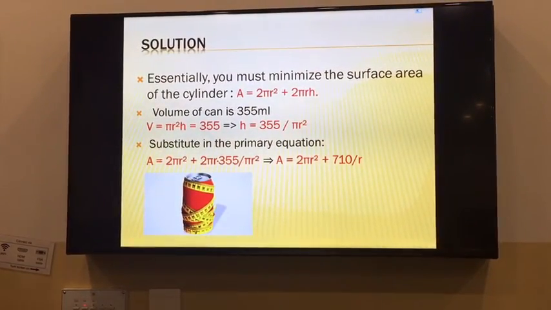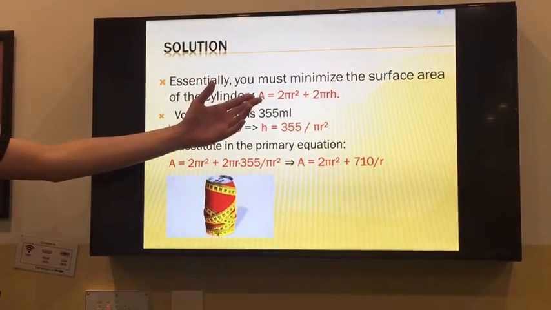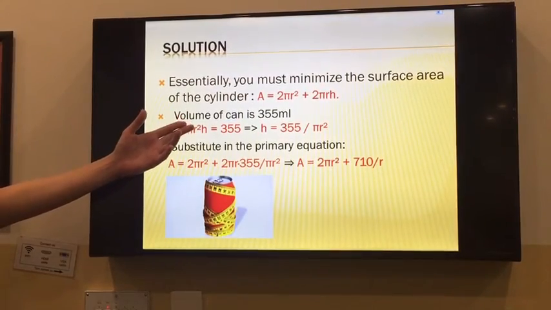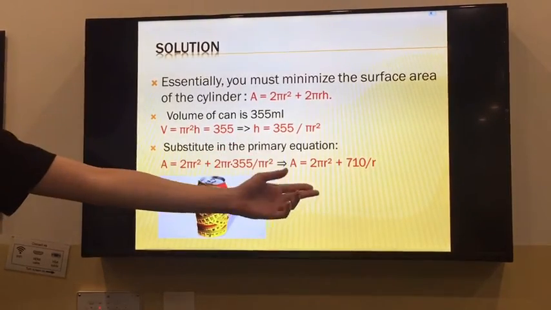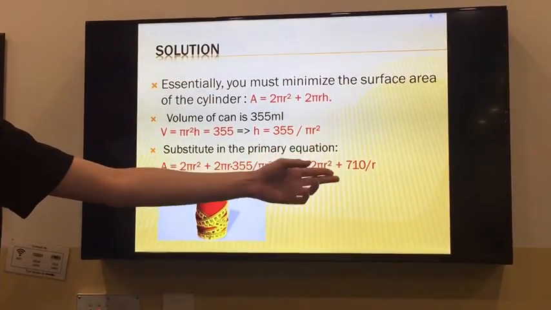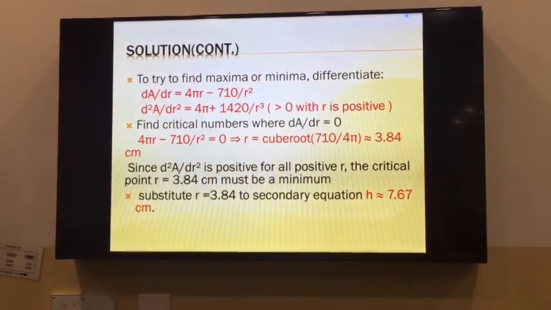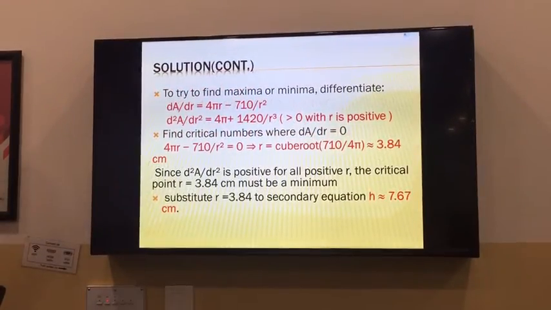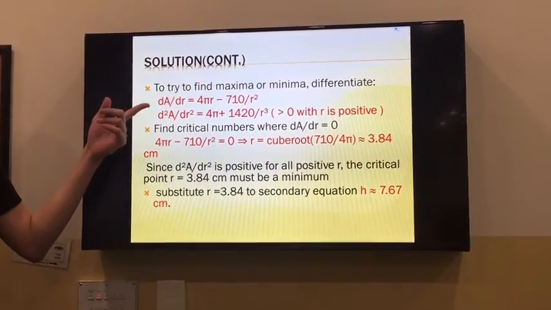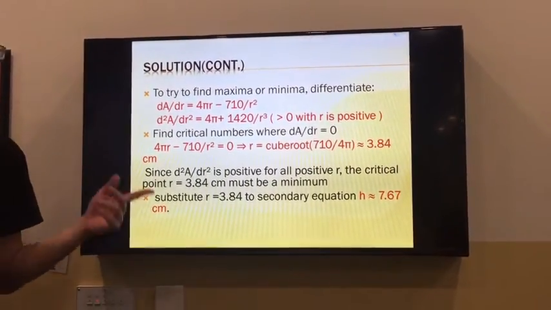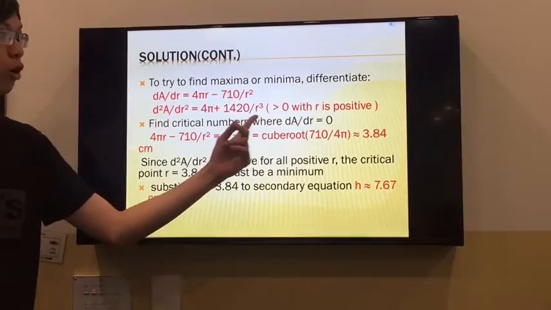Firstly, we need two primary equations. First is the surface area equation, and secondly is the volume equation. From this, substituting them together, we have a new equation of surface area based on r. Now after that, we will differentiate. We take the derivative, and the first derivative is used to find the stationary point, and the second derivative, as we can see here, is always positive.